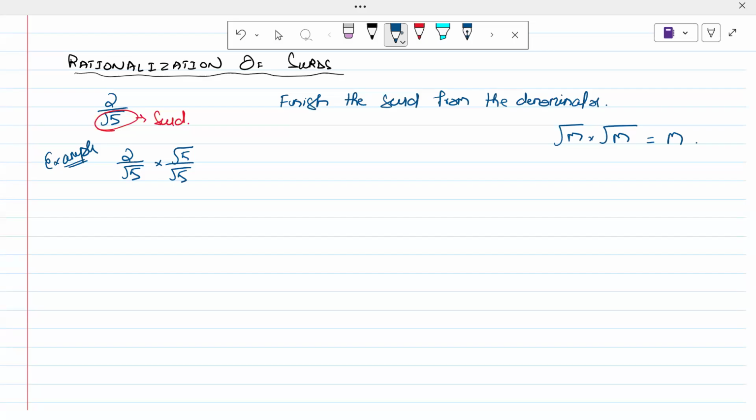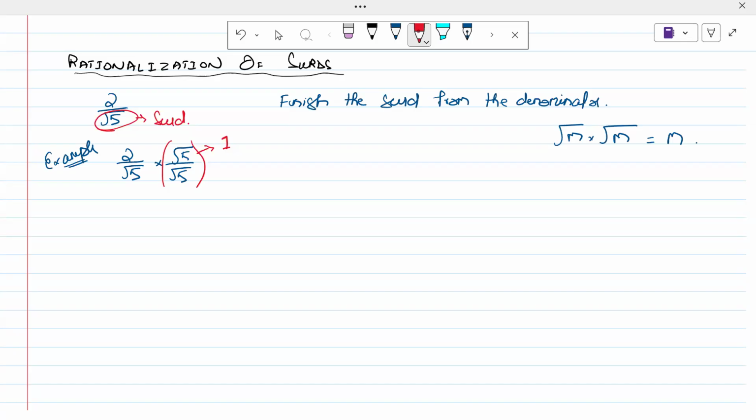Why? Because we know that under root 5 upon under root 5, root 5 upon root 5 would get cancelled. So technically its value is 1 only. And 1 when multiplied with any number doesn't change the value. The only thing that changes is the form. In the given form, you have the fraction having the denominator as a surd. But after doing this rationalization, you'd have a different form where there will be no surd in the denominator.